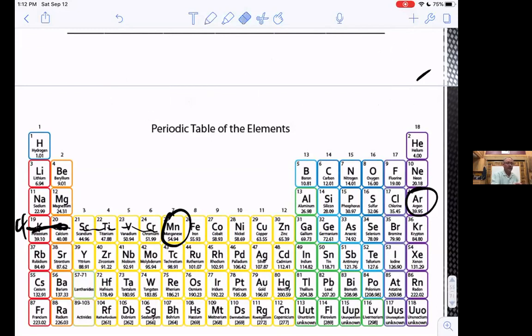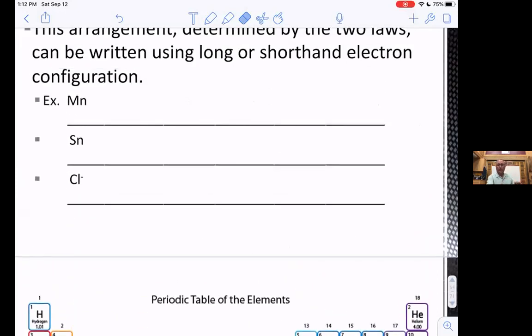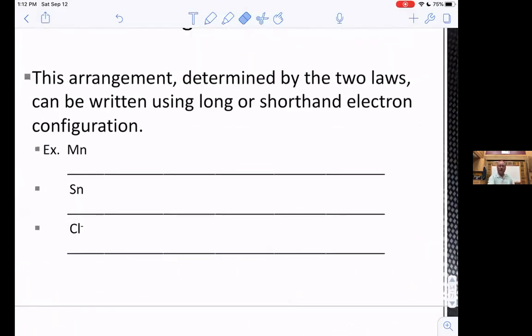All right, so you can write either, it doesn't matter to me, in those blanks up there, the long or shorthand notation. When it's the long notation, they typically say the entire ground state electron configuration. But if you're just asked to write an electron configuration, you may write it in shorthand notation. Okay, so hit pause. I'm going to come right back in a second, but go ahead and give those a shot.